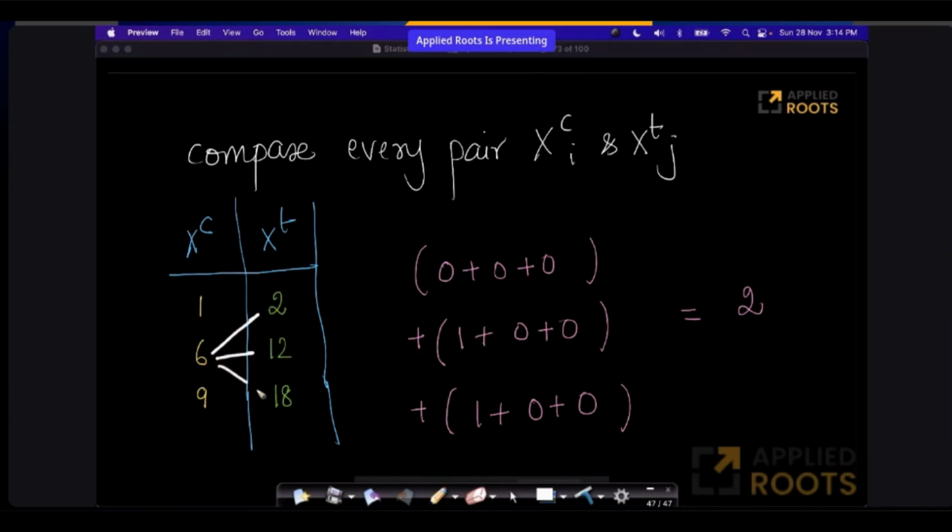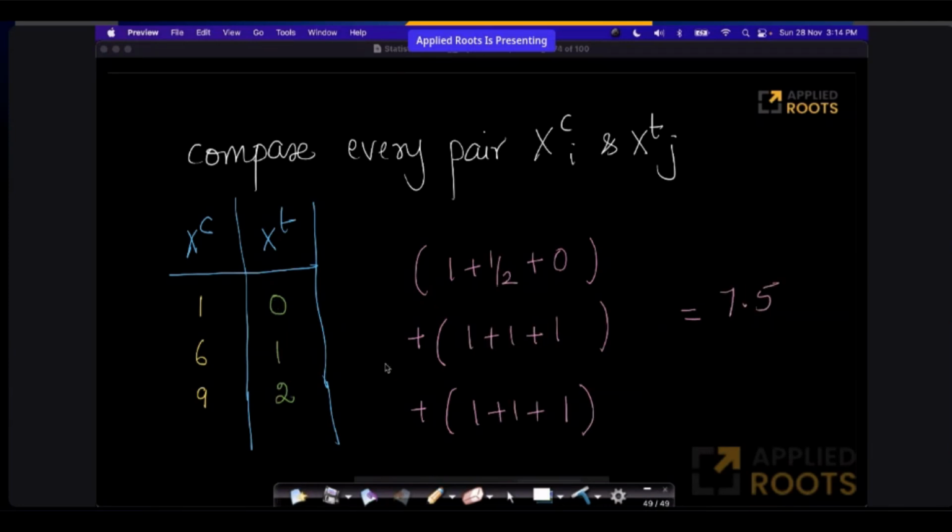6 is less, so you got zeros. Similarly, 9 is greater than 2. So you got this, rest everything will be 0. So you got a value of 2. I'm just showing you how to compute the test statistic here.